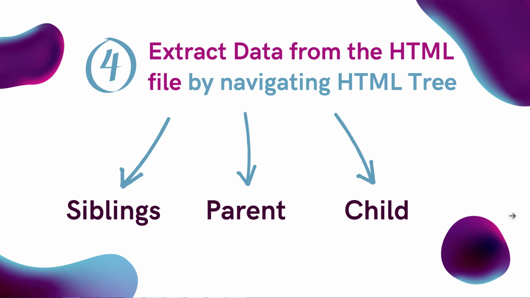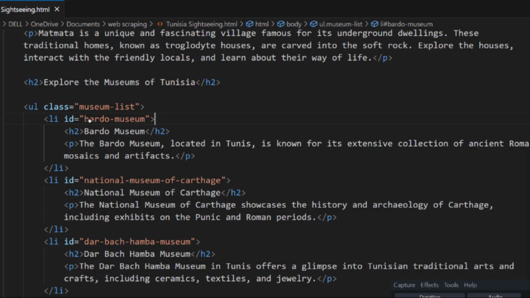Let's come now to another way of extracting data from an HTML file, and this is by navigating the HTML tree. By navigating this tree, we can extract siblings, parents, or children. First of all, let's have a look at what this HTML tree means. Let's have a look at our HTML file here.